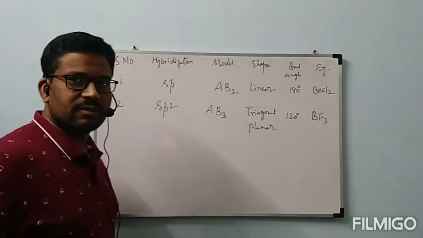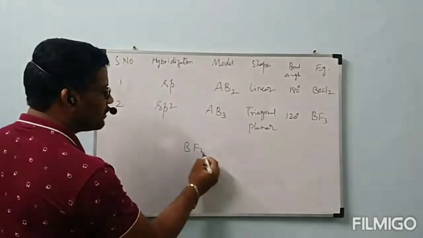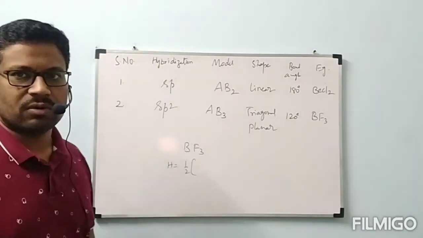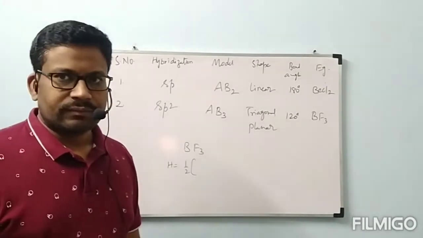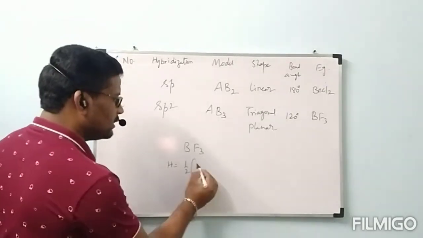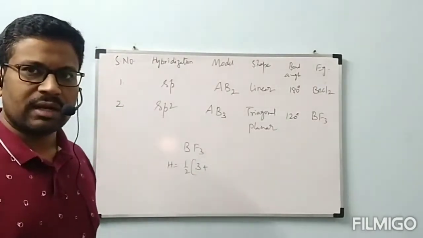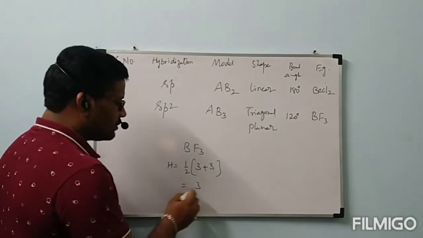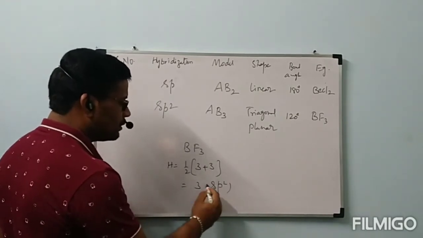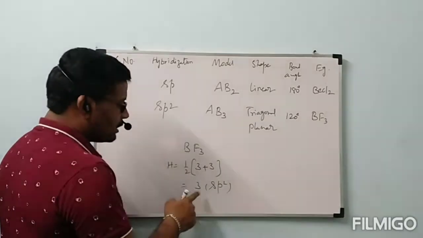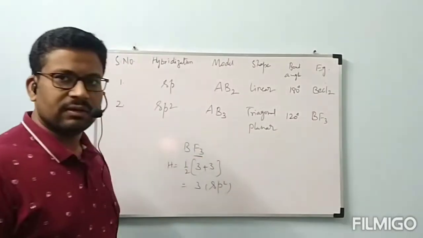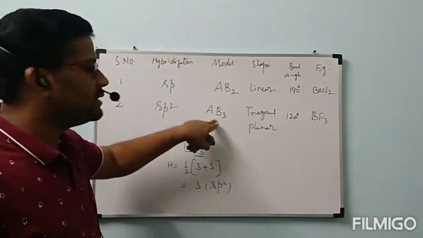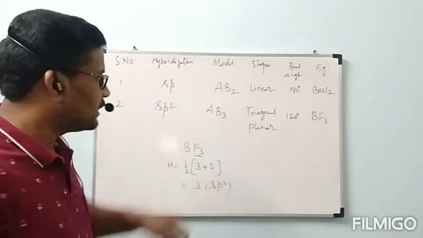Now let us consider this example, boron trifluoride. H is equal to 1 by 2 into how many valence electrons are present on boron? Boron is third group, so 3. Fluorine is a monovalent atom. The number of fluorines bonded is 3. So 6 by 2, 3, so hybridization sp2. This 3 and the number of fluorines bonded 3 are both the same, so no lone pairs. When no lone pairs are present, that model is AB3. All 3 are bond pairs only. Okay, next.